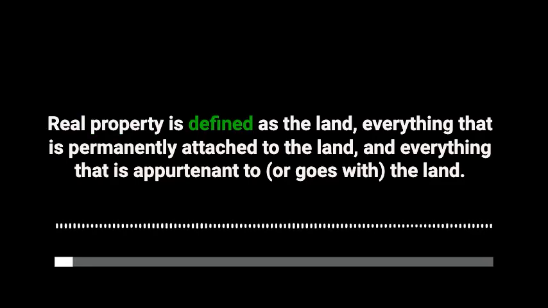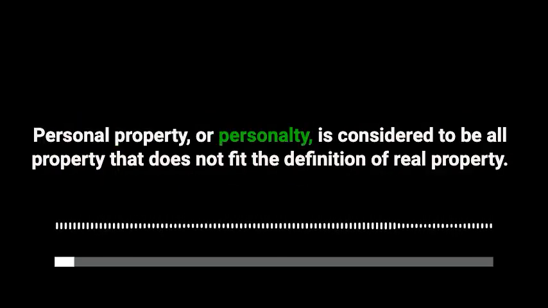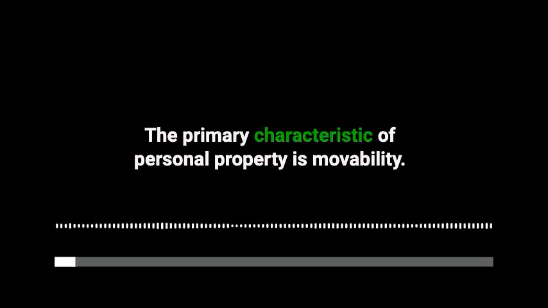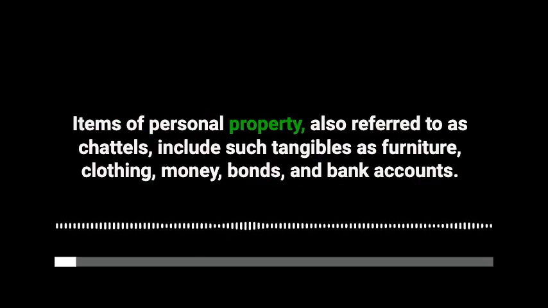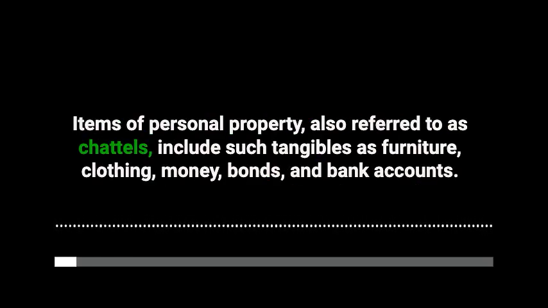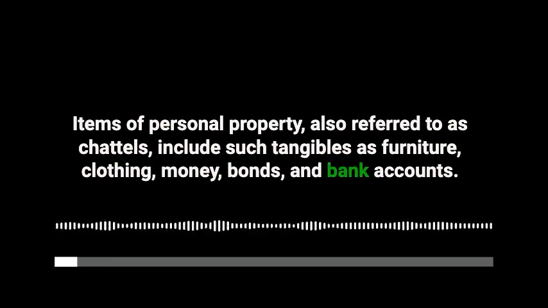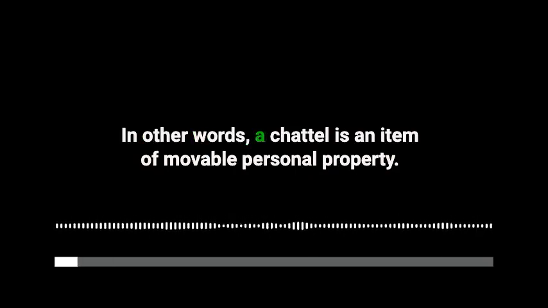Real property is defined as the land, everything that is permanently attached to the land, and everything that is appurtenant to the land. Personal property, or personality, is considered to be all property that does not fit the definition of real property. The primary characteristic of personal property is movability. Items of personal property, also referred to as chattels, include such tangibles as furniture, clothing, money, bonds, and bank accounts. In other words, a chattel is an item of movable personal property.